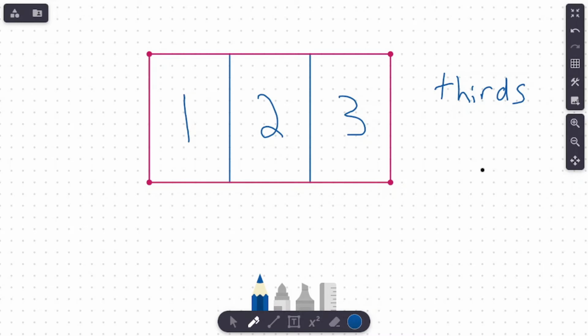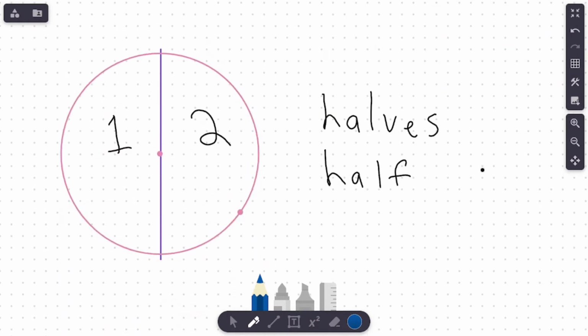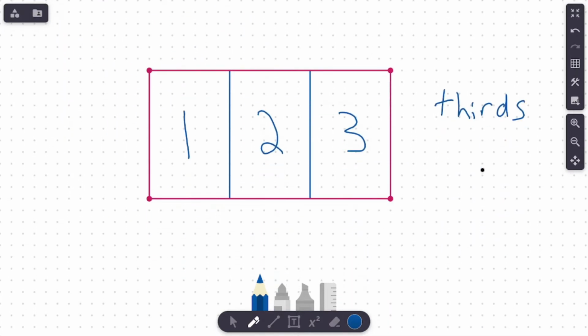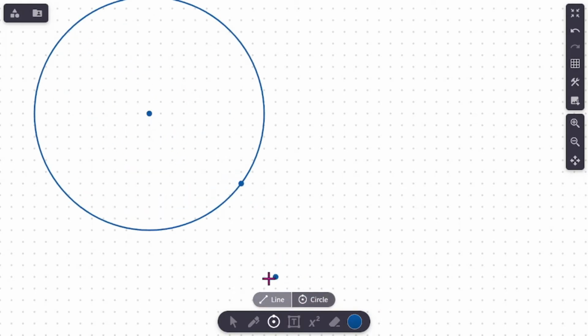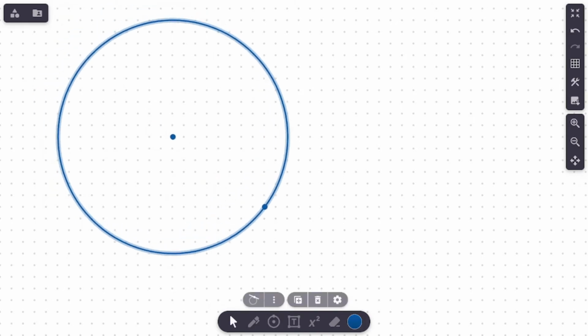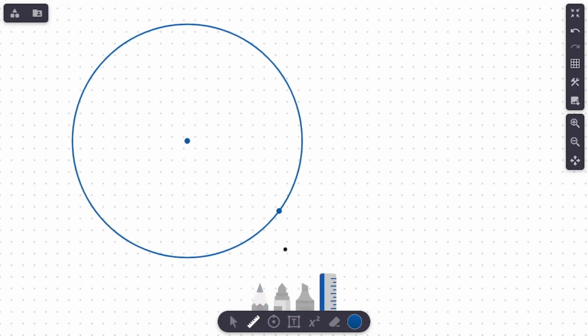So we had halves, that's when we break it into two sections. We have thirds when we break it into three sections. I bet you can guess what would happen if we break it into four sections. Okay, let's go back to our circle example. With our circle here, let's break it into four sections.